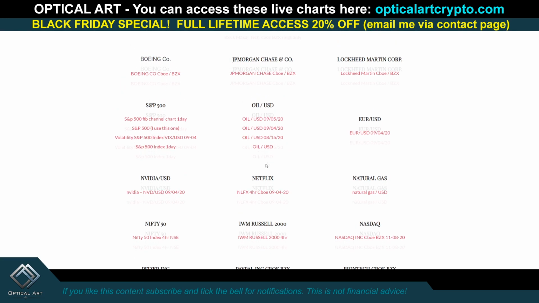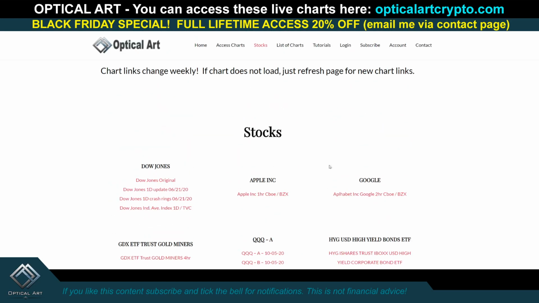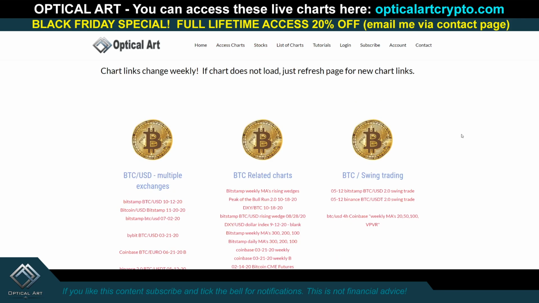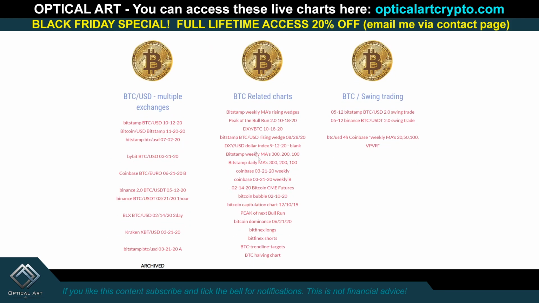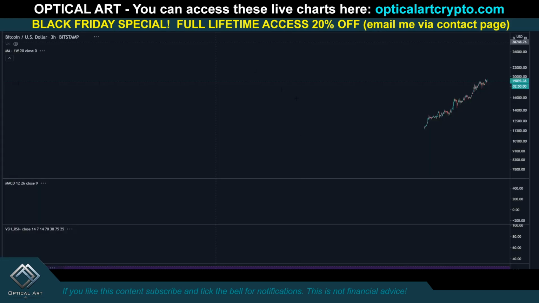So let's see how high Bitcoin could potentially go, and let's actually compare where we currently are in our current bull run compared to our previous bull run. Let me go, let's see, access charts. I'm going to click on Bitcoin. So the first thing I want to do is load up this Bitcoin rising wedges chart here.